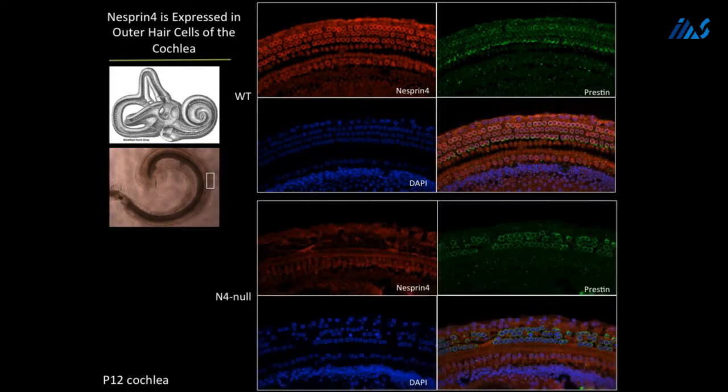What about in the knockout animals? Well, clearly Nesprin-4 is gone from the outer hair cells. But what you might also notice here is many of the outer hair cells have also gone. Okay, so clearly there's something going awry here.